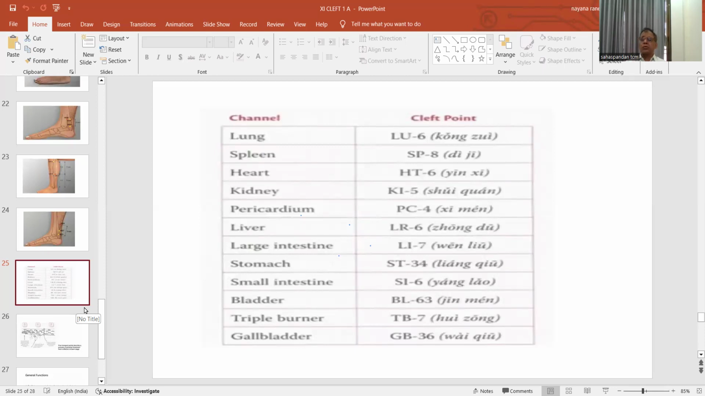Now, there are a total of 16 Xi-cleft points. So 12 regular Xi-cleft points on the 12 meridians and 4 more Xi-cleft points on the 4 extraordinary meridians. So there are a total of 16 Xi-cleft points, one for each of the 12 regular channels plus the yin and yang qiao vessels and yin and yang wei vessels.